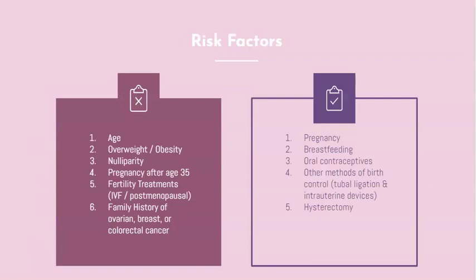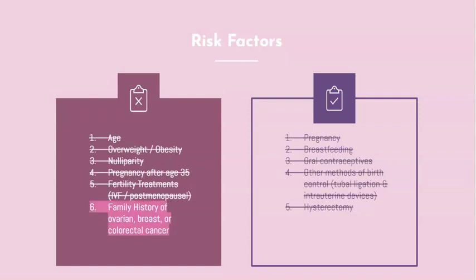Some of the risk factors that are associated with ovarian cancer include age, as the average age of onset is 63 years old, being overweight or obese, nulliparity, which means never having children, pregnancy after the age of 35, undergoing fertility treatments such as IVF or postmenopausal fertility treatments, and a family history of ovarian, breast, or colorectal cancer. There are also some factors that actually decrease your chance of developing ovarian cancer, and these include pregnancy, breastfeeding, the use of oral contraceptives, other methods of birth control such as tubal ligation and intrauterine devices, and a hysterectomy.